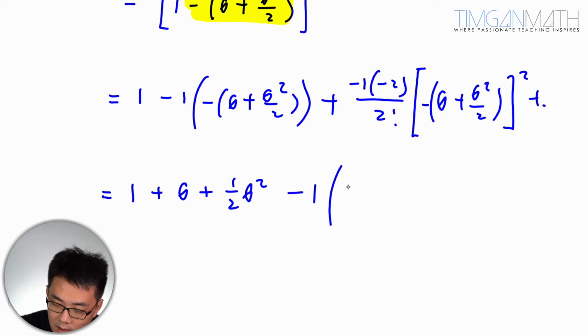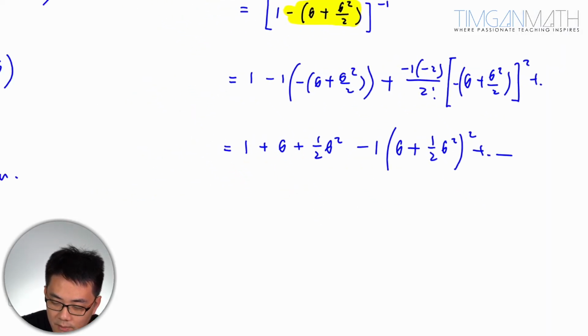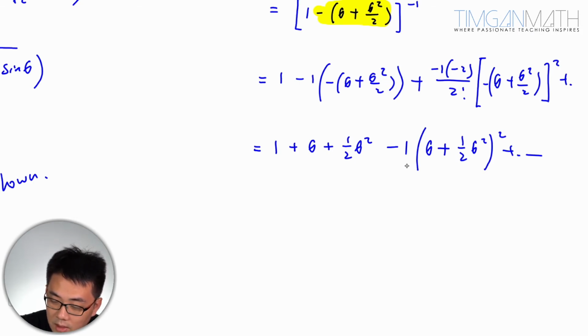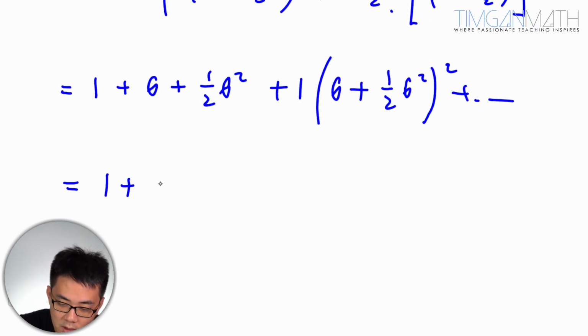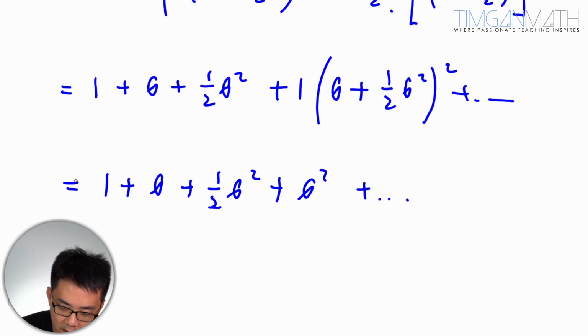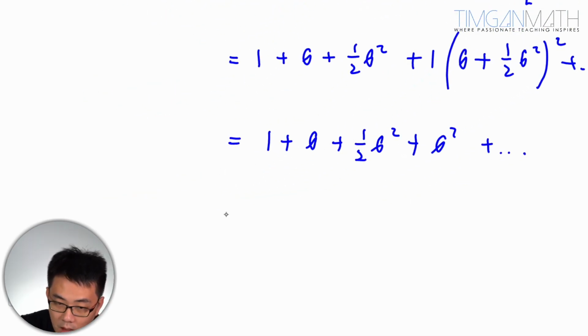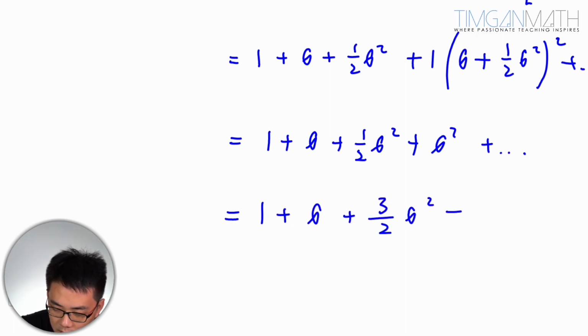This will be theta plus half theta square. But because we only need the... oh, this is positive, sorry. Minus 2 times 1, this is positive, this is positive. We only need the lowest power. You don't need to expand everything. The middle terms are theta square, theta cube, and theta power 4, but we only need theta square, so we can just ignore the rest. So this is theta plus half theta square plus theta square. That's how we do this part. This is 1 plus theta plus 3 over 2 theta square plus dot dot dot.